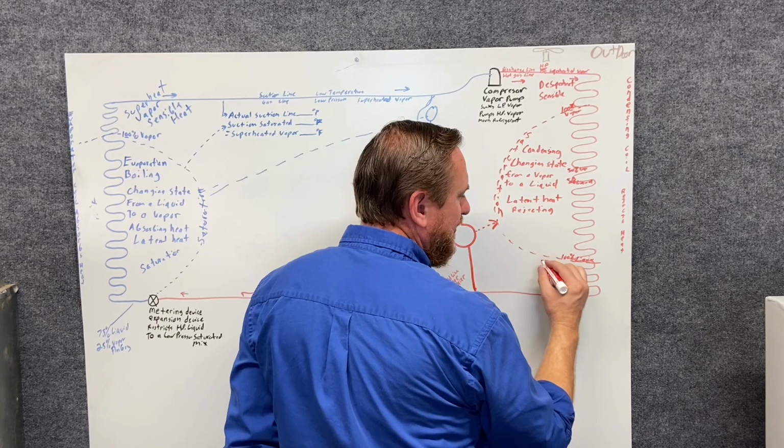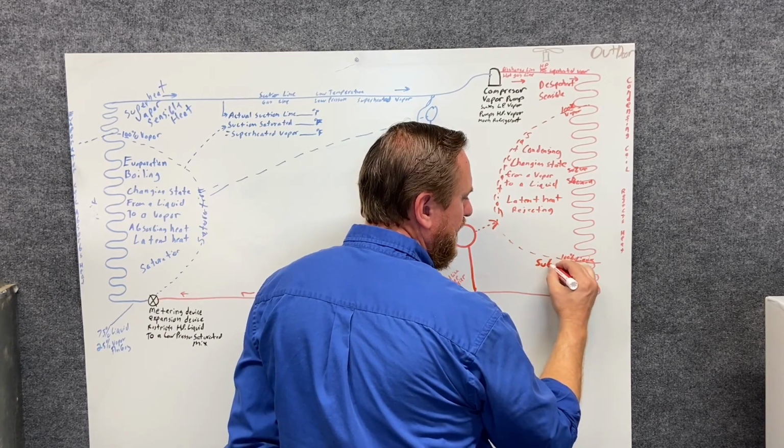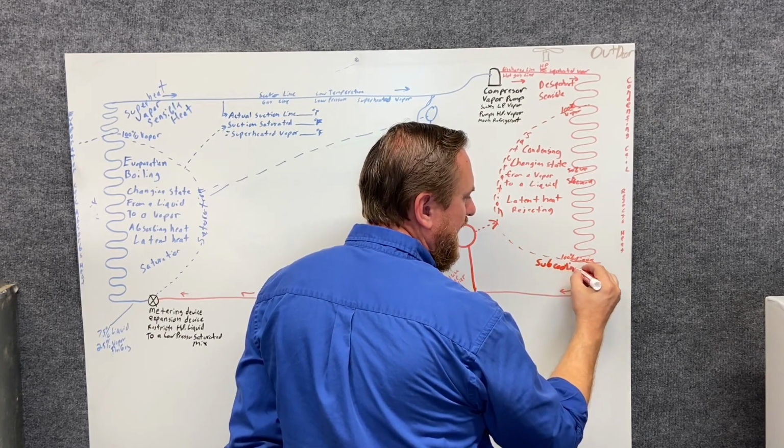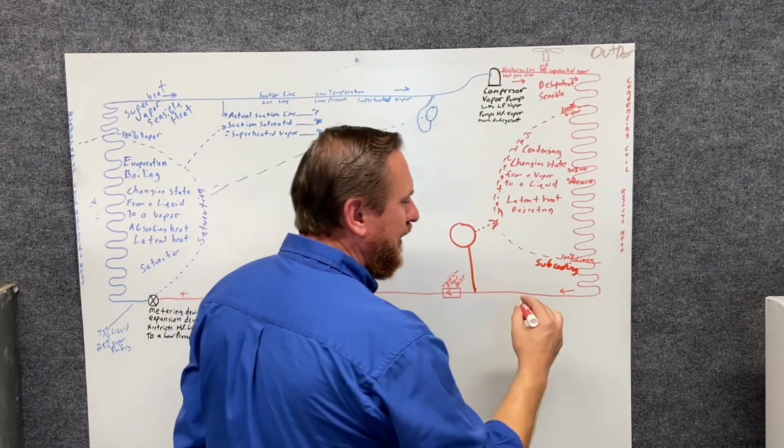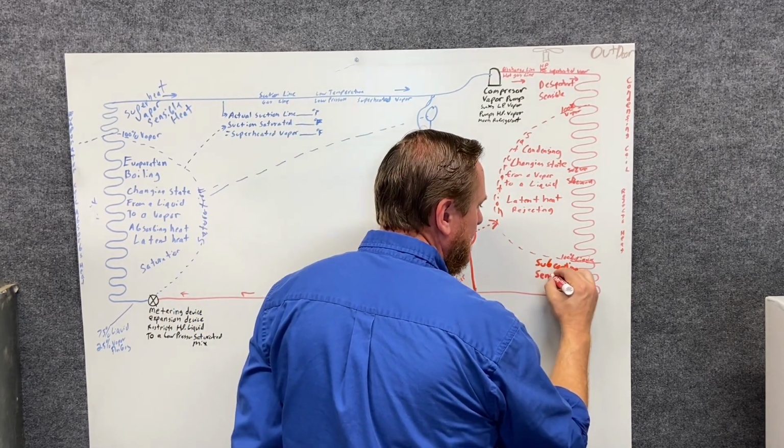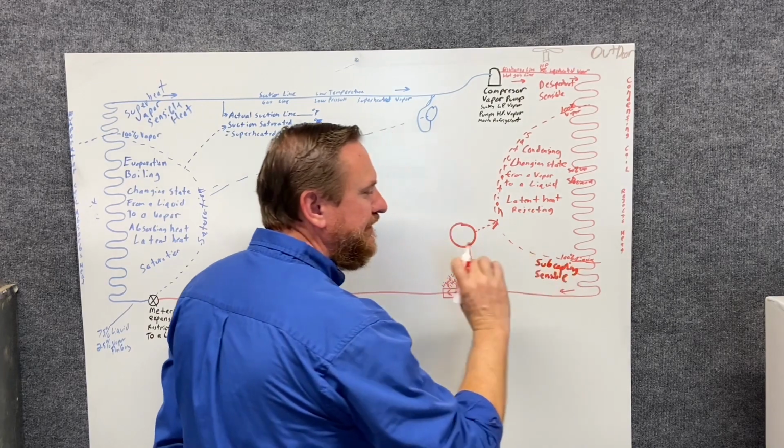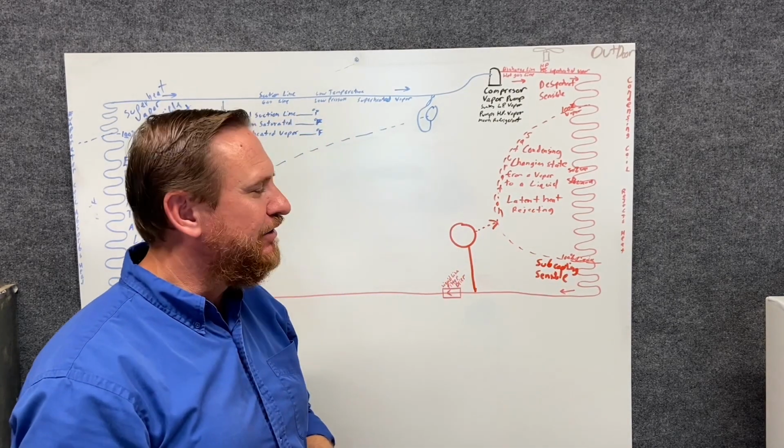So we're going to add this to a refrigeration cycle, subcooling. And we're going to add the word sensible heat because we can measure this. So we're going to put sensible. This is going to be the very bottom few rows of that condensing coil.